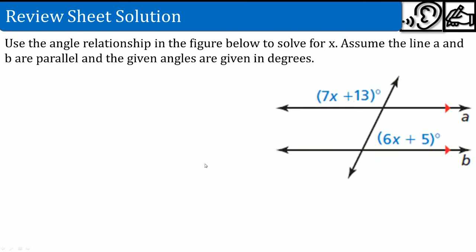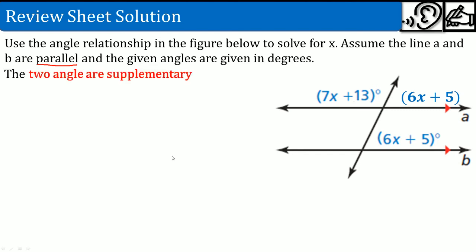And 7. Using the angle relationship in the figure below to solve for x, assume line A and B are parallel. This gives us something very interesting. Do you see how it says A and B are parallel? We can apply our properties of transformations of angles within parallel lines. So I'm going to move that 6x plus 5 here up. Okay, I can just slide it up. Why? Because A and B are parallel. Okay, you could look at your notes to help you remember why we're allowed to do that.